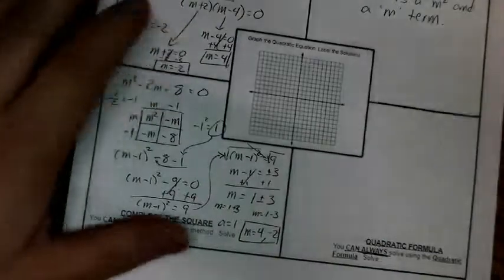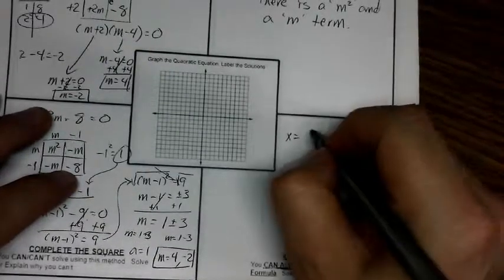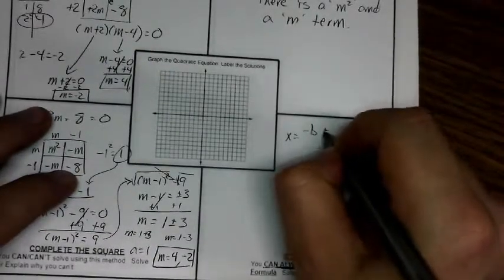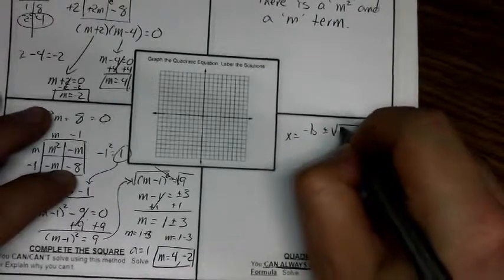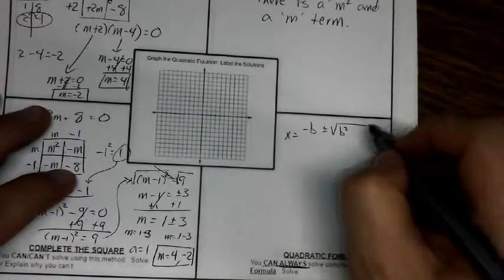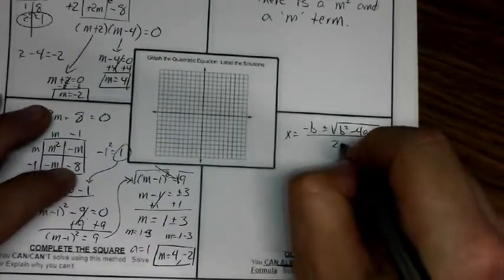Okay, now, I'm not going to go over the quadratic formula. You've been doing that. You remember how to do that. Just remember your formula is x equals negative b plus or minus the square root of b squared minus 4ac, all that over 2a.